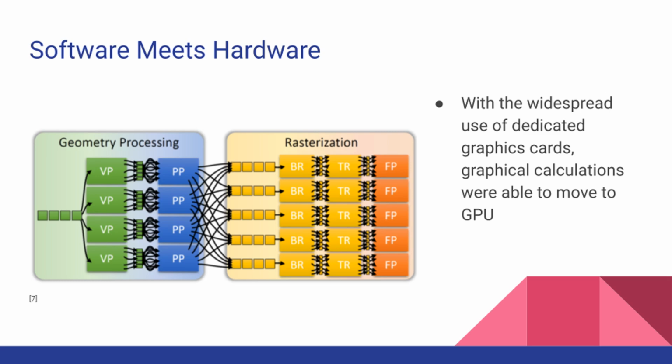This new programming model made 3D rendering more flexible and customizable, but also more complex. Developers now had to think in parallel and optimize performance in ways that traditional CPU code never required. This tight software hardware relationship remains at the core of real time rendering today.